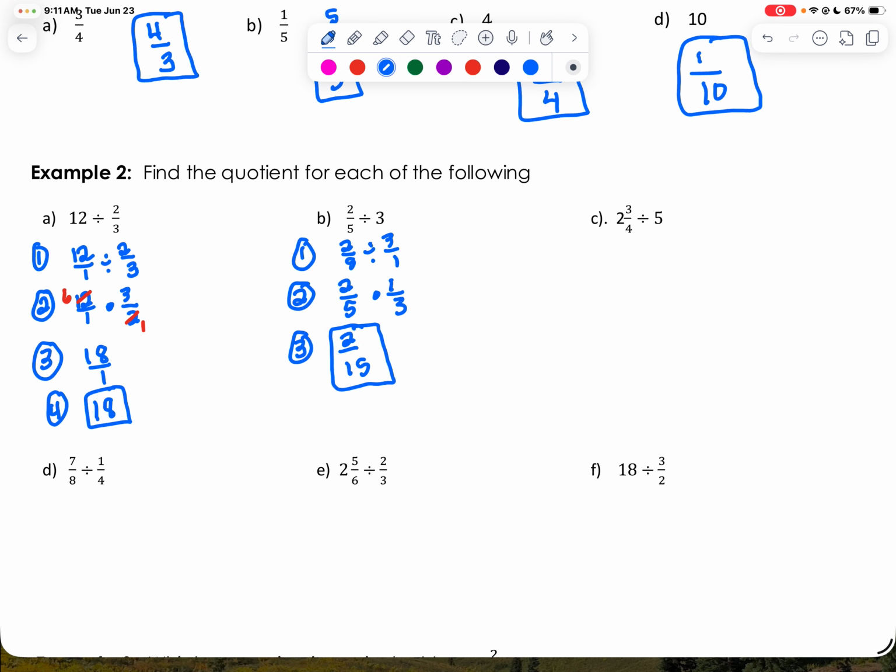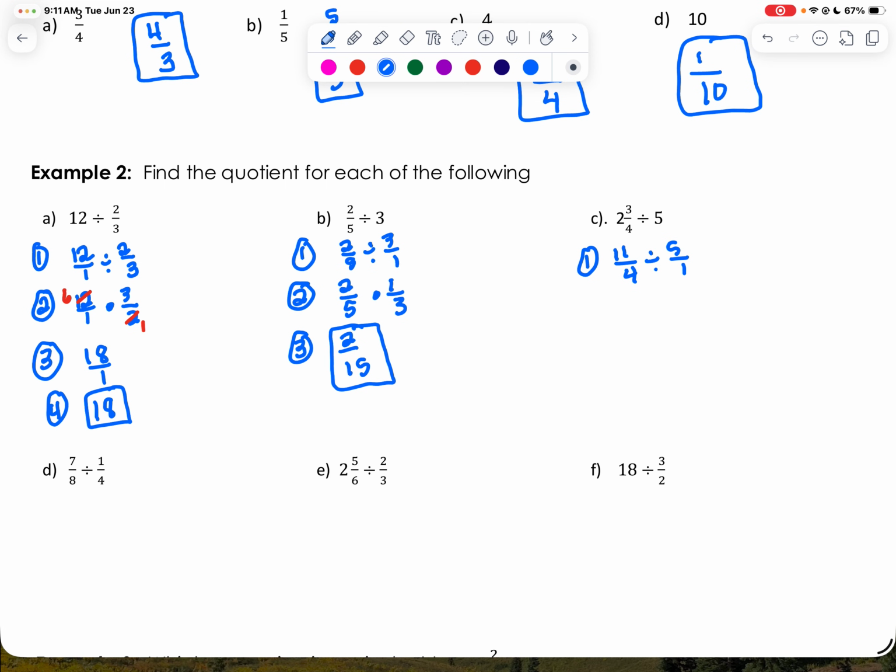All right, problem D. 2 3/4 divided by 5. So I need to write both of these as a proper or improper fraction. So I'll start with 2 3/4. 4 times 2 is 8. 8 plus 3 is 11. So my first fraction would be 11/4 divided by 5/1. So that's step 1. Rewrite both numbers as a proper or improper fraction.